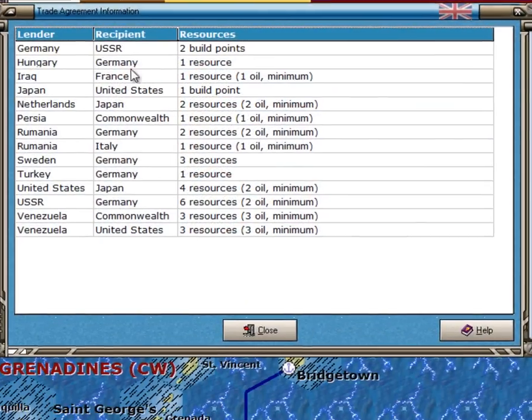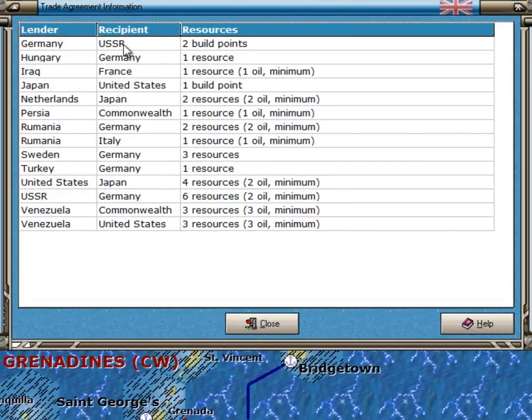Trade agreements are fairly simple. Germany is lending, actually giving, the USSR 2 build points every turn. In compensation, if we go down here, we'll see that the USSR is sending to Germany 6 resources, 2 of which are oil.